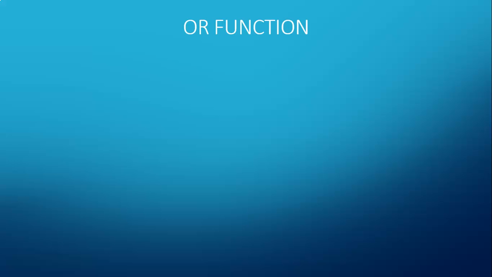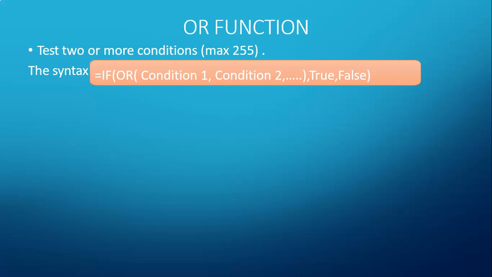The or function, again, tests two or more conditions. Again, Excel allows us 255 conditions maximum, and the syntax is more or less the same. You just replace the word and with or. So equals to if, bracket, or, bracket again, condition 1, condition 2, condition 3, and then you close the bracket, comma, what is the answer for true, and then comma, what is the answer for false, and close the bracket.